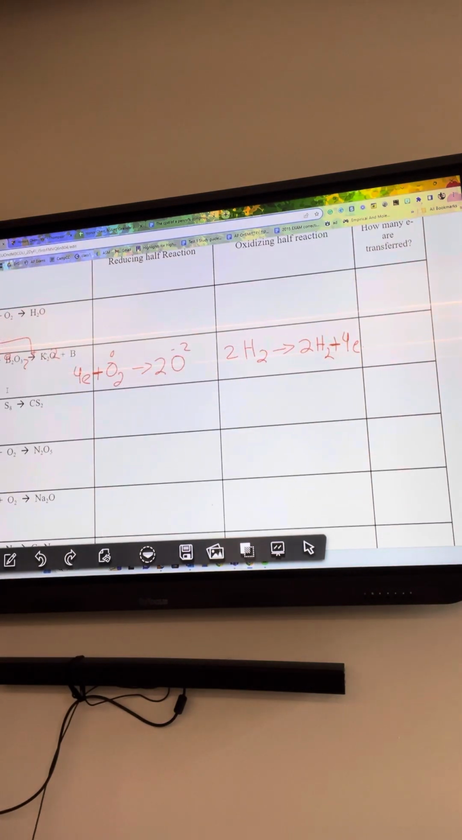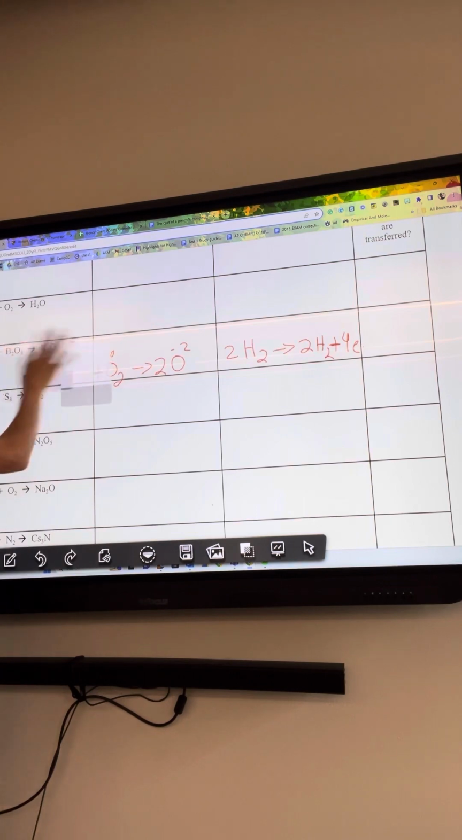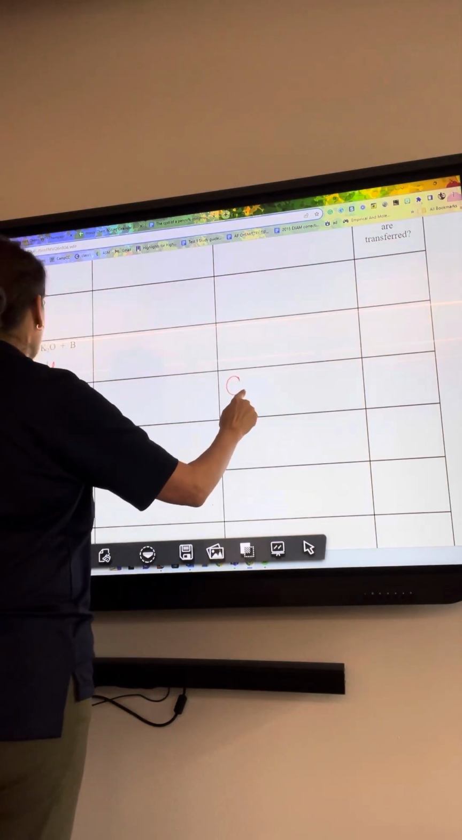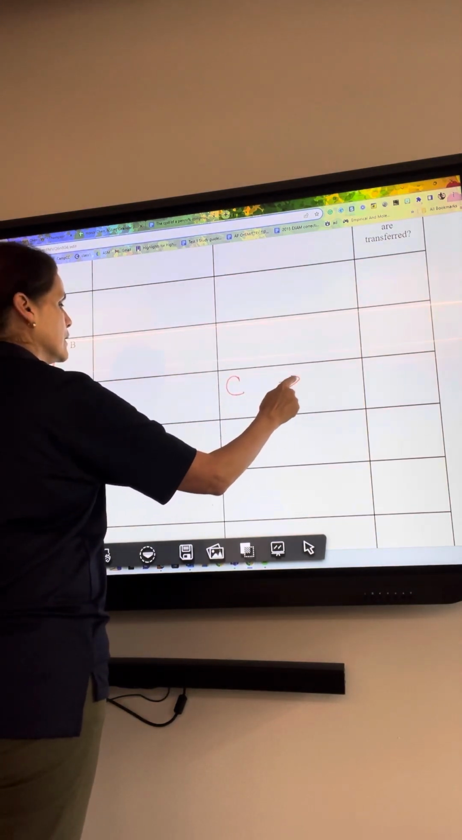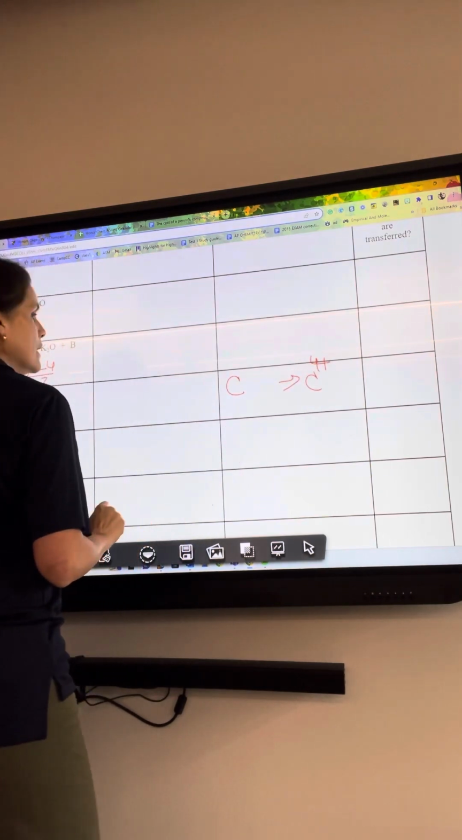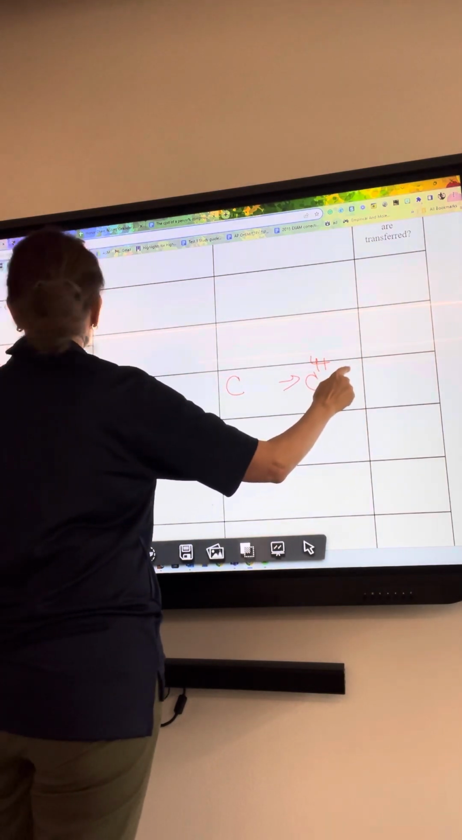Can you do number 3? Number 3. You have carbon and sulfur. So carbon, I think this was reduction. So carbon goes from 0 to +4, that gets oxidized. Carbon goes from 0 to carbon 4 plus. And it lost 4 electrons.